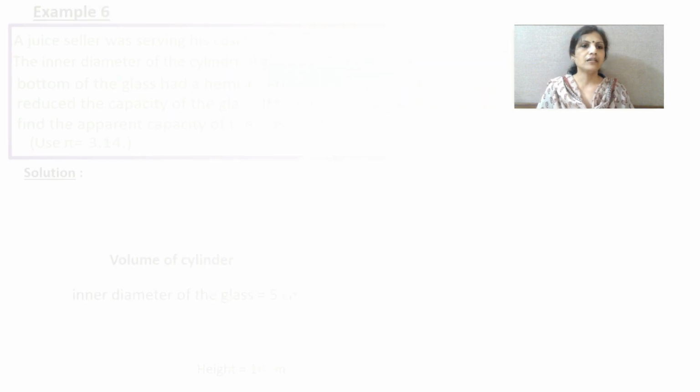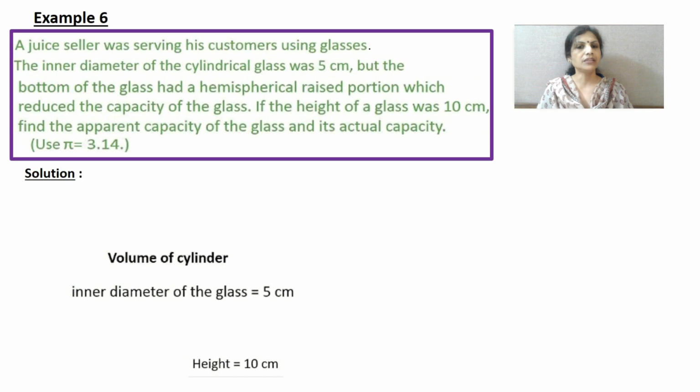A juice seller was serving his customers using glasses. The inner diameter of the cylindrical glass was 5 cm, but the bottom of the glass had a hemispherical raised portion which reduced the capacity of the glass. If the height of a glass was 10 cm, find the apparent capacity of the glass and its actual capacity.